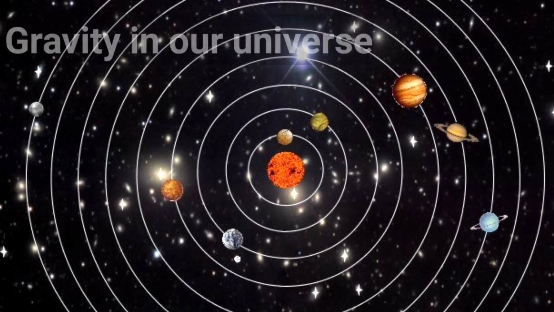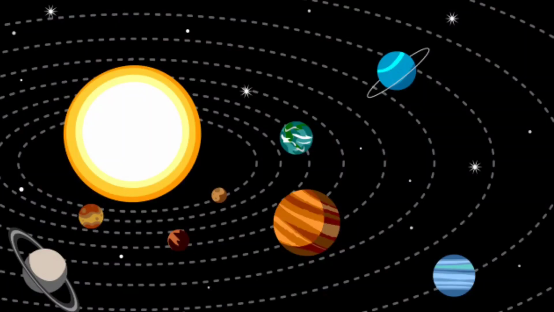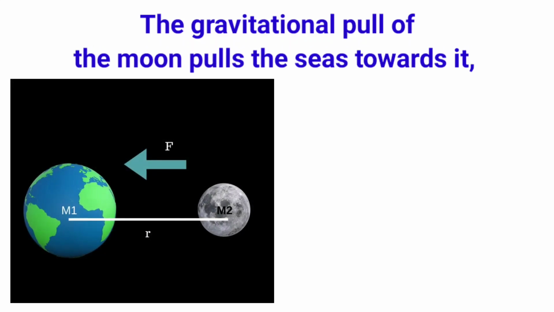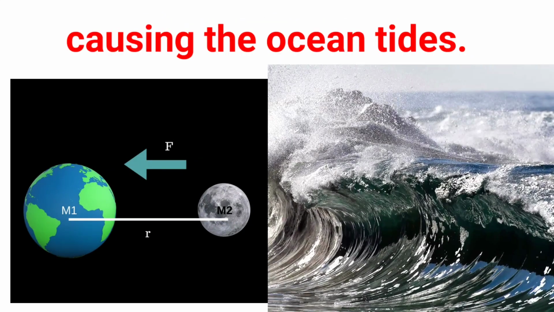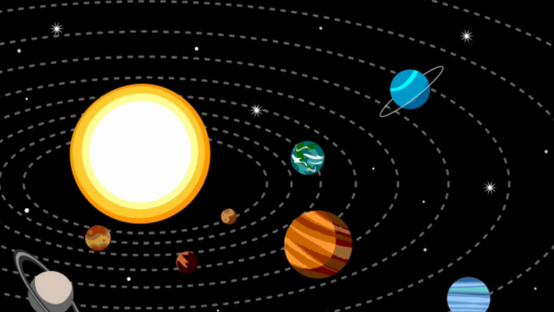Next we see gravity in our universe. Gravity is what holds the planets in orbit around the sun and what keeps the moon in orbit around Earth. The gravitational pull of the moon pulls the seas towards it, causing the ocean tides. Gravity creates stars and planets by pulling together the material from which they are made.